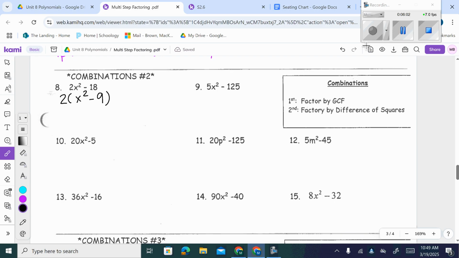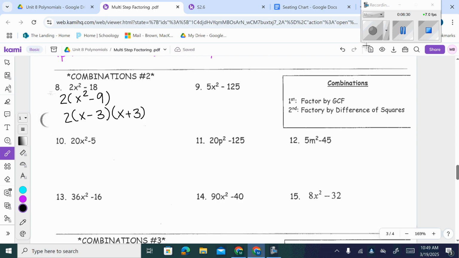The x squared minus 9. What can you do with this x squared minus 9? Difference of squares, because is x squared a perfect square? Is 9 a perfect square? Is it subtraction? So this is going to become x minus 3. Good, I took the square root, and x plus 3. What can you not forget about? The 2. Good.